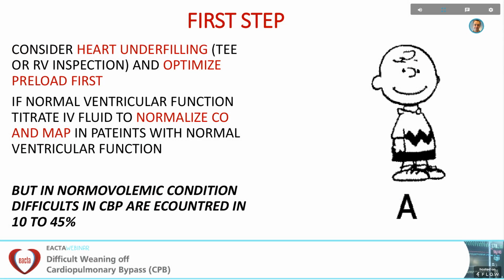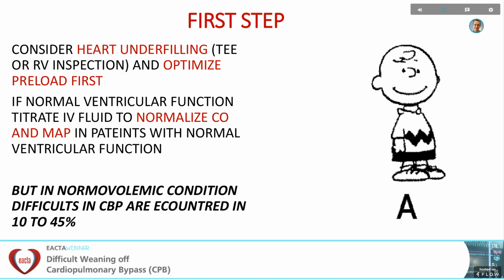So when we start to think to use an inotrope, before moving to switch on the pump with the inotrope, we have to consider that our patient is underfilled. So it's important to check with the transesophageal echocardiography or with the right ventricular inspection and optimize preload first. This is the first step.